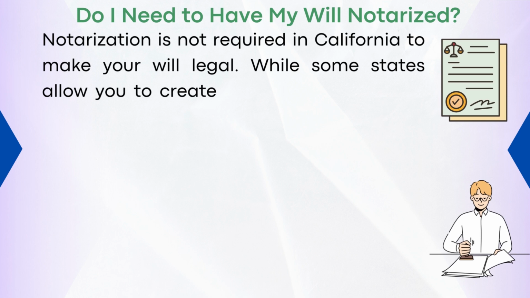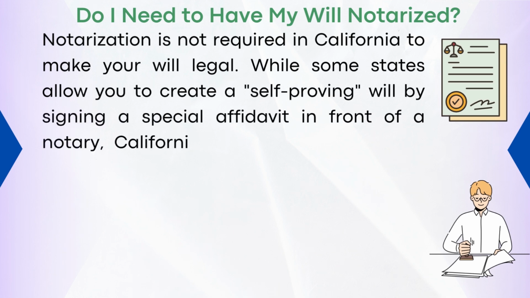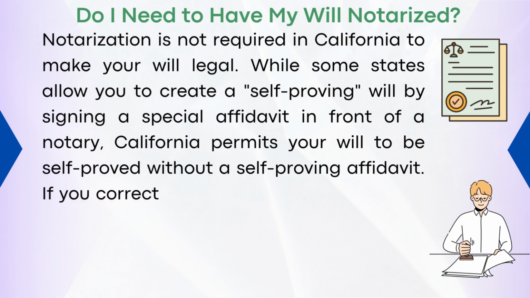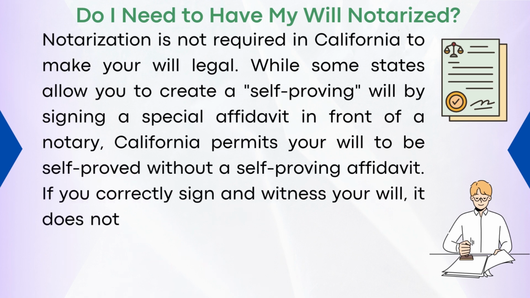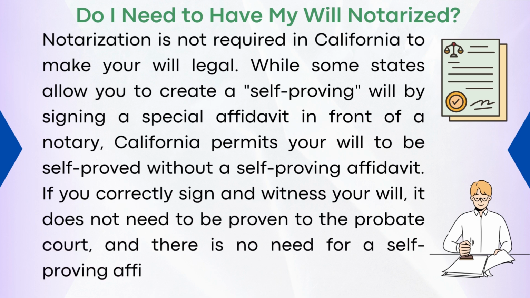While some states allow you to create a self-proving will by signing a special affidavit in front of a notary, California permits your will to be self-proved without a self-proving affidavit. If you correctly sign and witness your will, it does not need to be proven to the probate court, and there is no need for a self-proving affidavit.